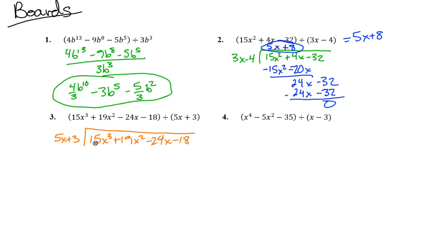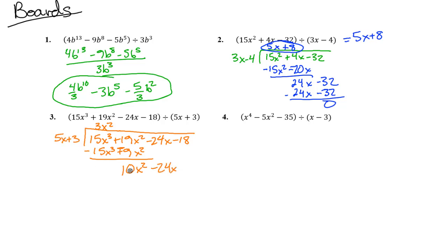5x goes into 15x cubed. That's 3x squared. Would have to do that. 3x squared times 5x is 15x cubed. Good, that's what we wanted. 3x squared times 3 is 9x squared. Subtract, don't forget to subtract, and we get 10x squared. Wiped out that column, minus 24x.